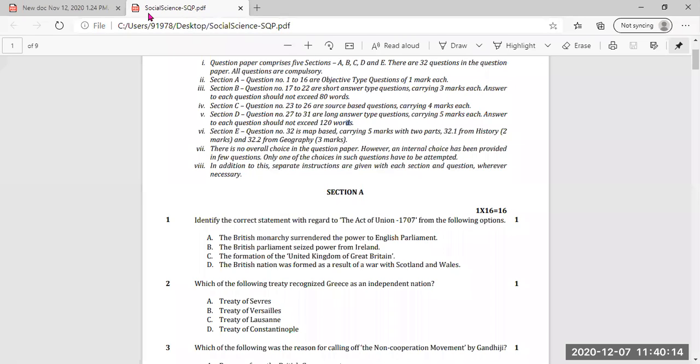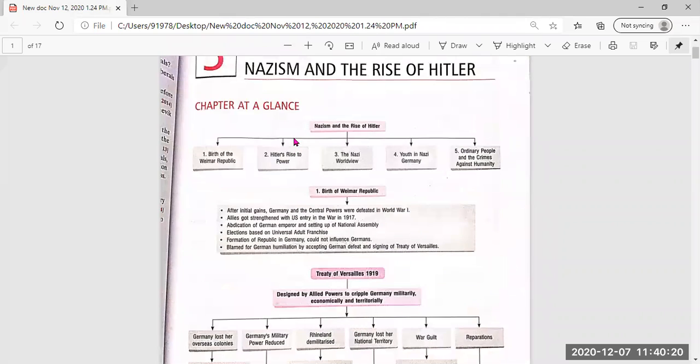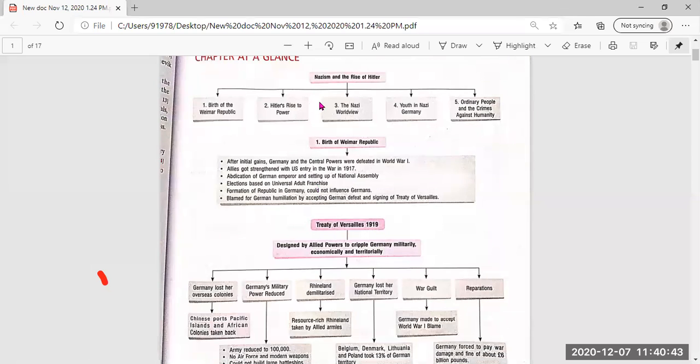Now after this, for today, I just want to recall this lesson, Nazism, because we have recently completed it, and I want you to revise Nazism again today, what all things you have read and understood. Now, Nazism and the Rise of Hitler.